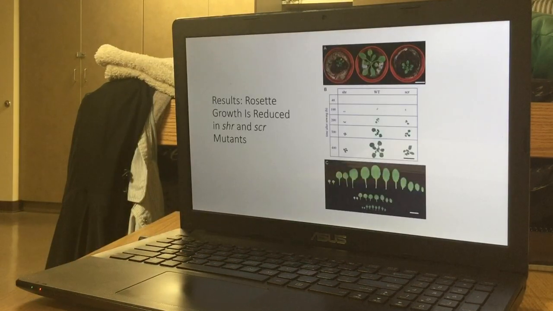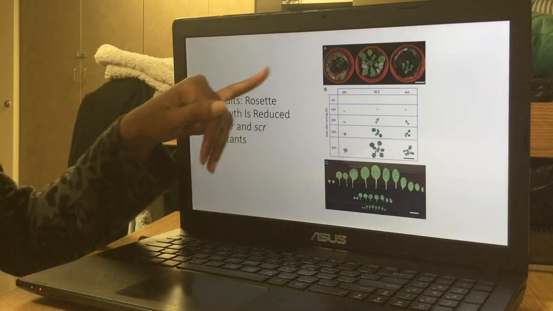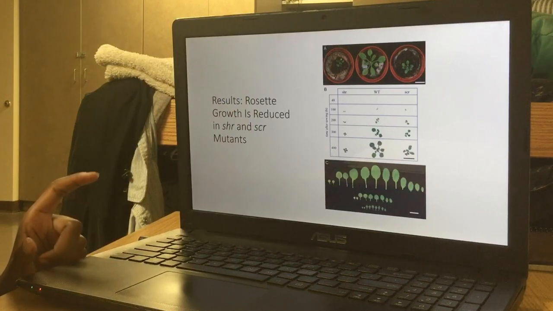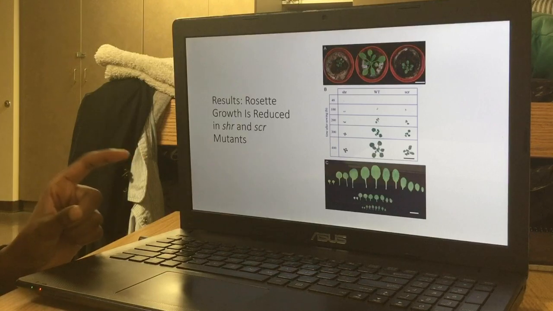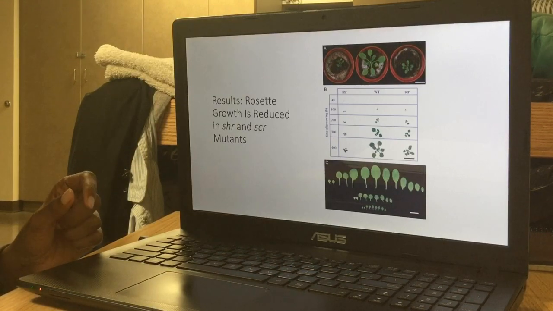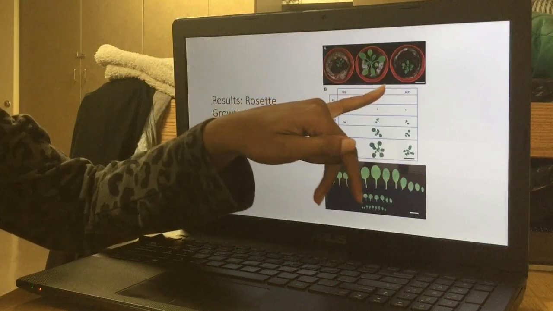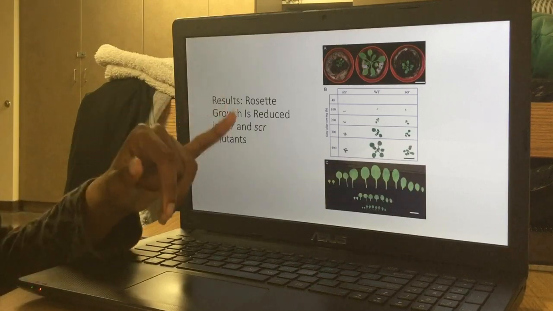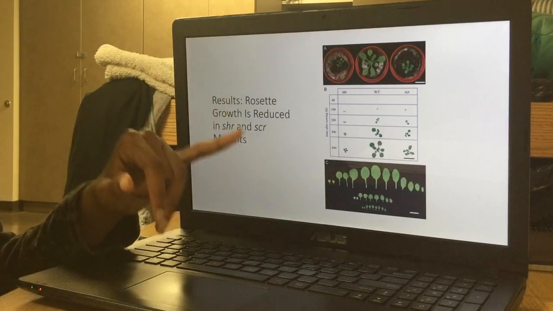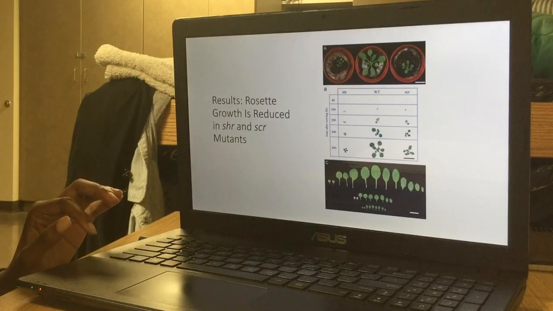This first image illustrates that the rosette growth is reduced in the short root and scarecrow mutants. At the top is just a picture analysis of the growth. In the middle is the wild type plant, the one that just grows in nature. On the left side is the short root plant, and as you can see, that one had the most inhibited growth. And on the right is the scarecrow plant, which had inhibited growth, but not as much as the short root.